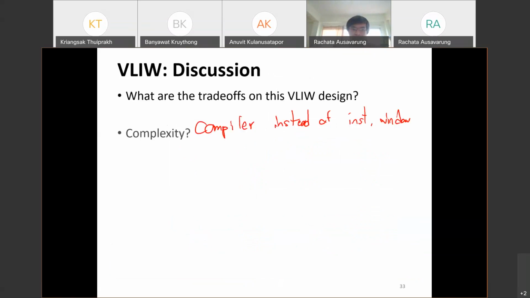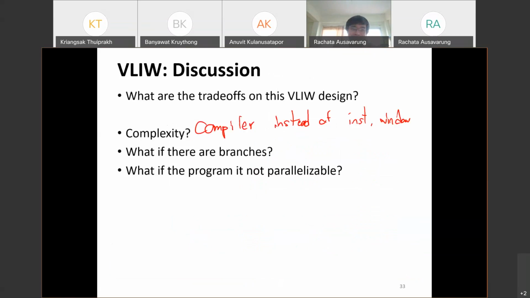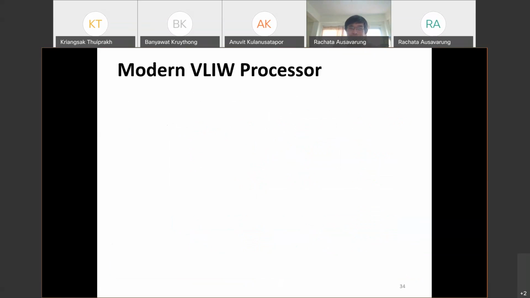Okay. So here, what if there are branches? A bunch of no ops. What if the program is not parallelizable? Again, a bunch of no ops. Modern VLIW processors, this is an interesting discussion part because of these reasons. Anyone heard of IA64?